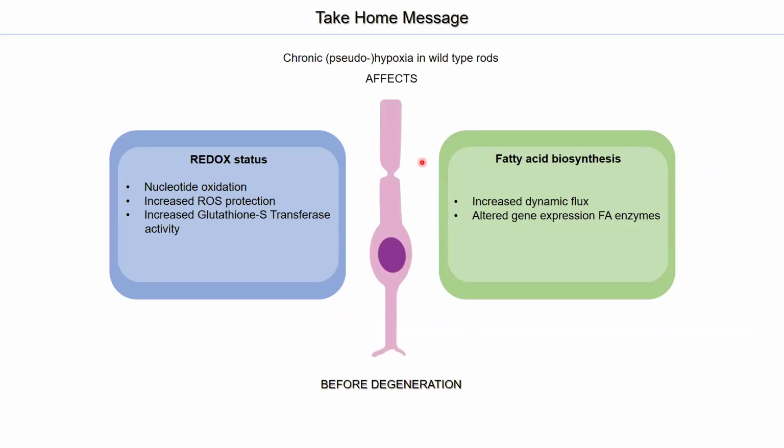So then to combine all of this information, what we can conclude so far from my studies is that in wild-type rods that are exposed to chronic hypoxia, we see a change in the redox status and in the fatty acid biosynthesis, and this is all happening before degeneration, suggesting that this could potentially cause degeneration, but this is something that we still need to properly study.